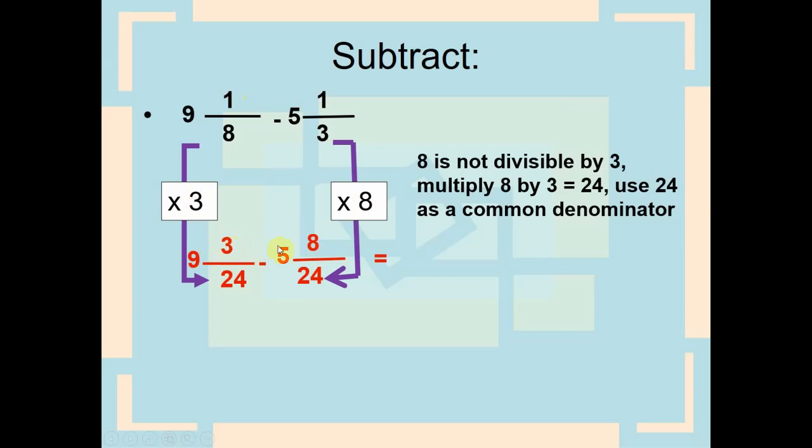And here, 3 is smaller than 8. We can't subtract them. Borrow 1 from the whole number. Borrow 1 from 9. 9 will be 8, and we add the denominator and the numerator. 24 plus 3 equals 27. Subtract now. 8 minus 5 equals 3, and the fraction numerators 27 minus 8 equals 19, and we write the denominator the same, 24. Then the result will be 3 and 19 over 24.